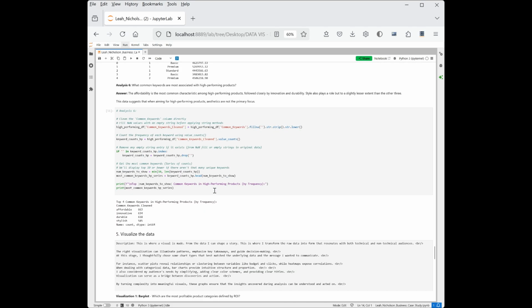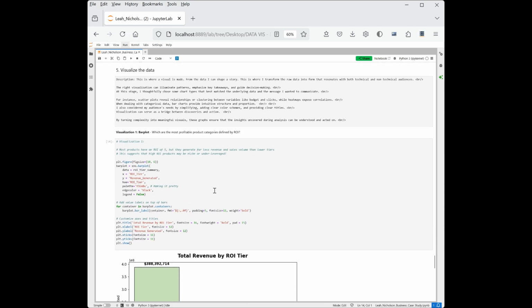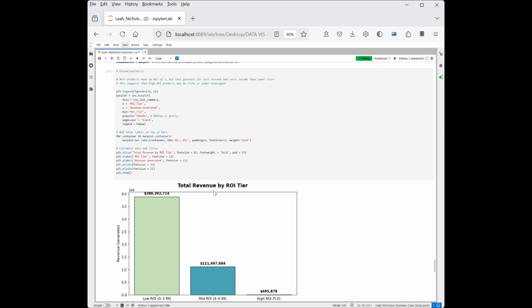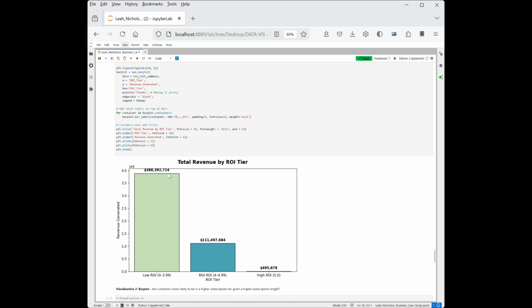So I'll skip down here. And I chose to use a bar plot for this. And this kind of helps uncover trends in a more user-friendly way. So I used the plt.figure to define the figure, and then defined the bar plot using data from the return on investment tier summary, and then added the value labels on top of the bars to kind of give you a greater sense of which tier produces what revenue. So clearly you can see a big difference between these.